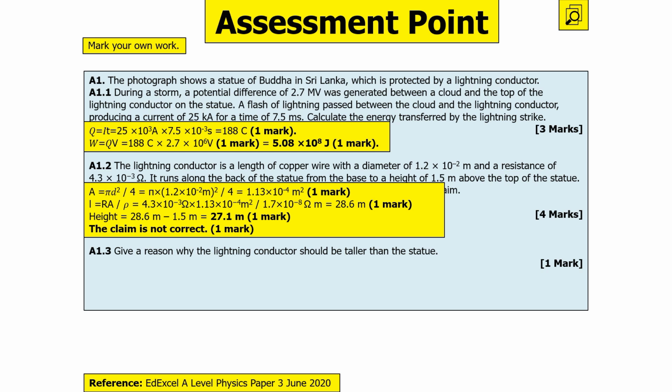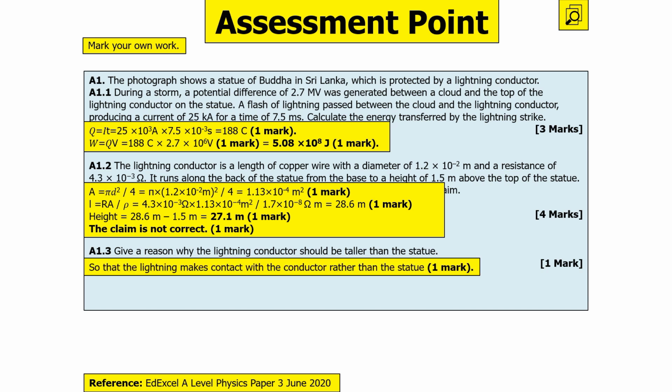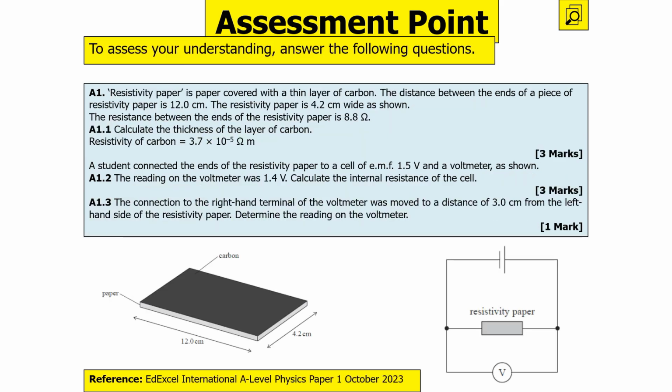Now it's important to note it said in the question that the wire was 1.5 meters taller than the statue. So the statue's actual height is 28.6 minus 1.5, so it's 27.1 meters, so the claim is not correct. Now the lightning conductor should always be taller than the statue, so the lightning makes contact with the conductor rather than the statue.